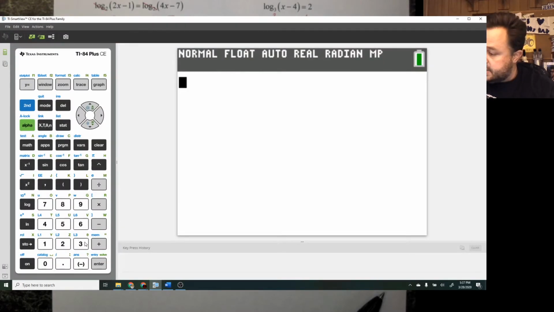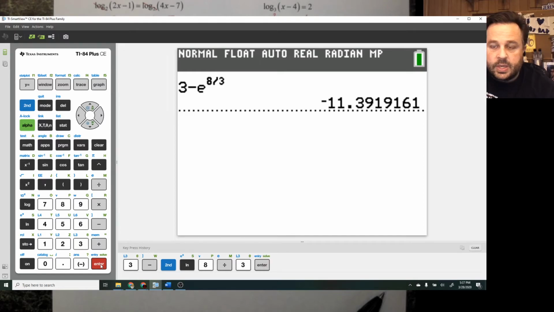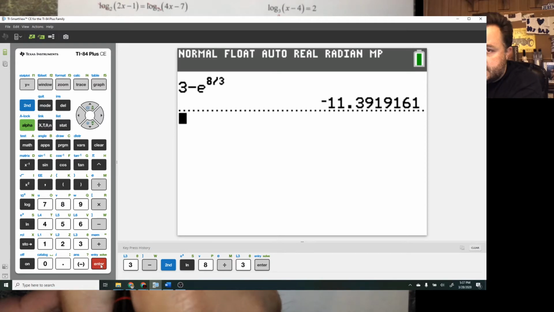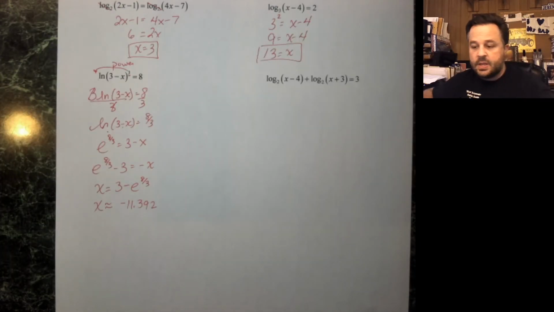And I've got 3 minus e to the 8 divided by 3, 8/3. We hit enter. That gives us negative 11.392. And that is the answer to that problem.